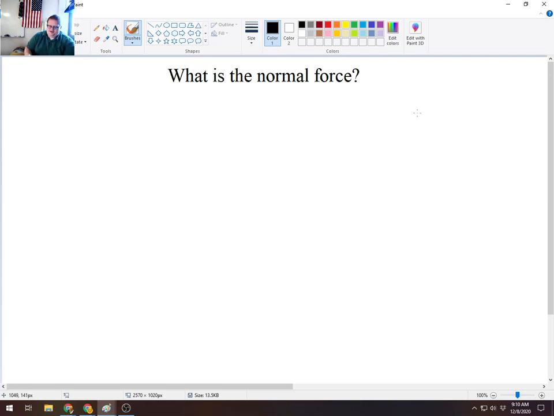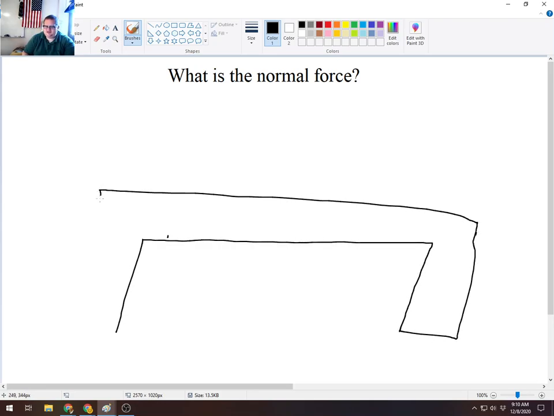Well, let's think about it for a moment. Let's imagine, you get the pleasure of seeing my drawing here. Here's a table. Right, that's what tables look like. And here's a book. There we go. There's a book. See, there's the pages. All right, so you have this book here. It's just sitting on the table. That's all that's happening. What are the forces that are currently on this book?